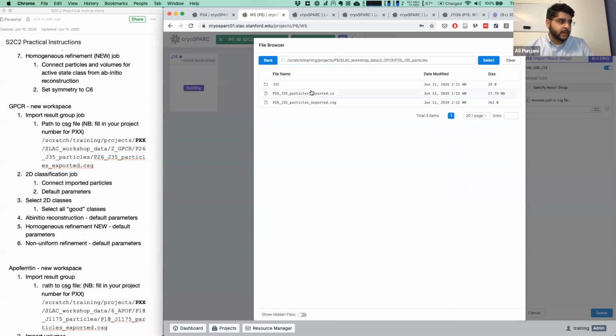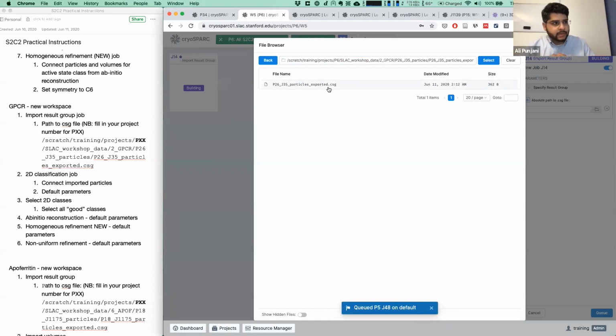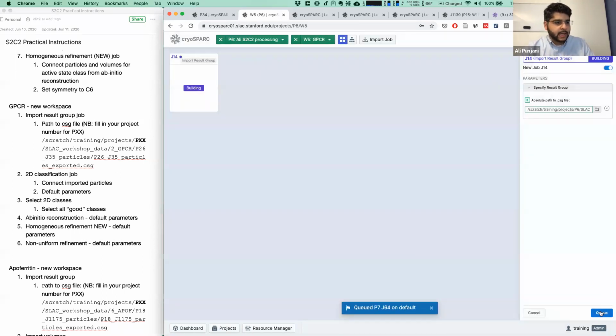Open the particles directory and find the CSG file. And that single file contains all the metadata information about where all the other files are and lets me load in this result right back into CryoSPARC seamlessly. So selecting that, I can now queue that job and let it import my particles.